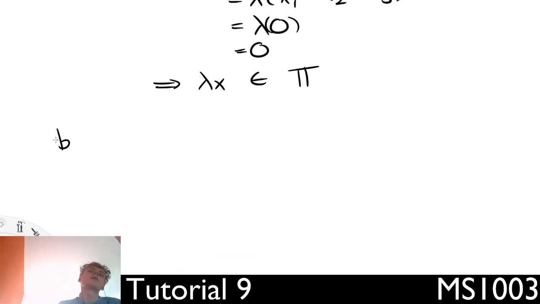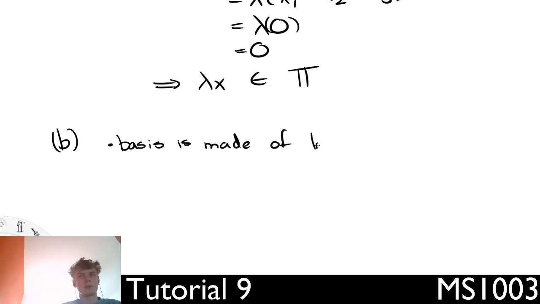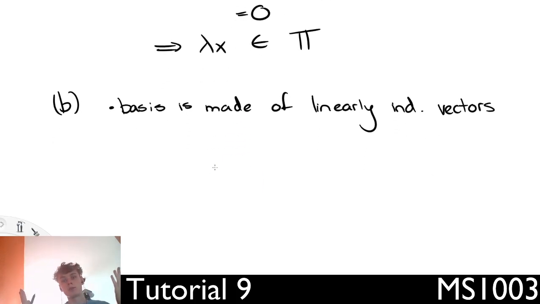And you should know, firstly, that a basis is made of linearly independent vectors. Right, linearly independent vectors. So whenever you have a basis, a basis is the minimum number of vectors you need. So you always just throw away your linearly dependent vectors before you make your basis.